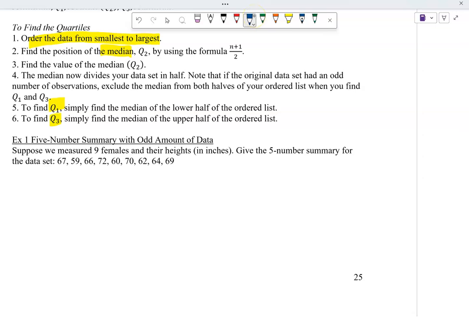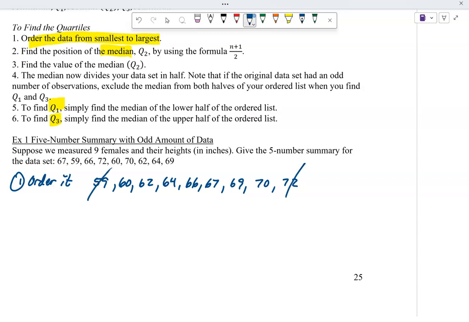So suppose we measure 9 females and their heights. Here's the data set. Number 1, let's order it. And so we got 59 is our smallest, and we got 60, 62, 64, 66, 67, 69, 70, and 72. So the median, notice there's an odd amount of data, right? So if I go first and last, first and last, first and last, first and last. Okay, 66 is our median.